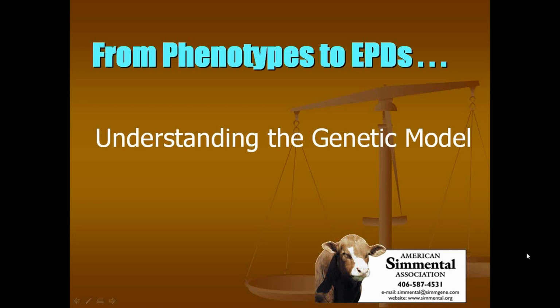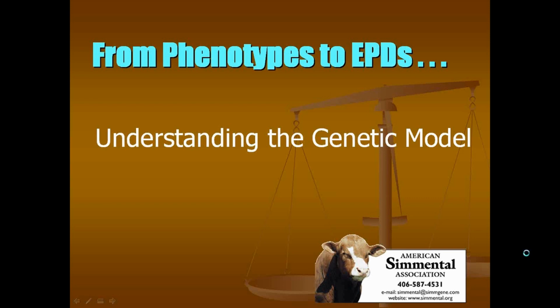I can assure you that model implies an equation, and that also, I'm sure, may strike some fear in some of you. But if you can add and subtract and you have a little bit of common sense, you won't have any trouble understanding the genetic model. It's really at the core of animal breeding, so we as seed stock breeders should have at least a baseline understanding of it, and once we have that, we can easily see how we move from phenotype to EPD.